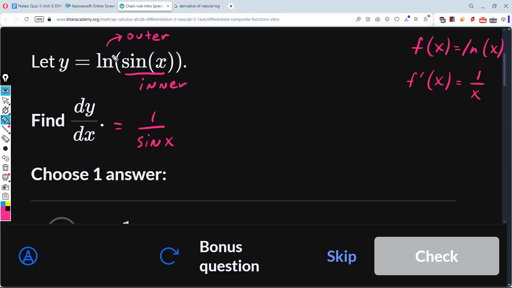All right, remember we take the derivative of the outer and leave the inner alone. And that's going to be times the derivative of the inner. The derivative of sine of x is cosine of x. All right, and multiplying fractions, that's just cosine of x over sine of x. All right, ones like that are tricky, but if you practice, you'll get it.